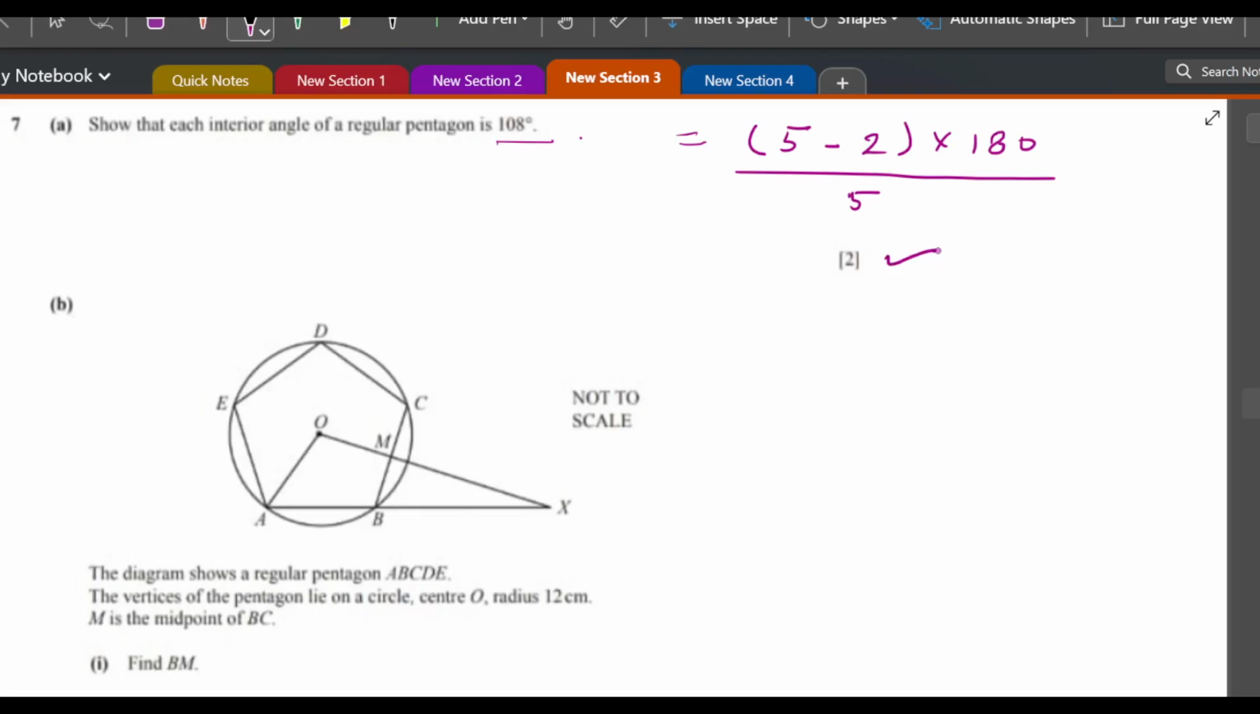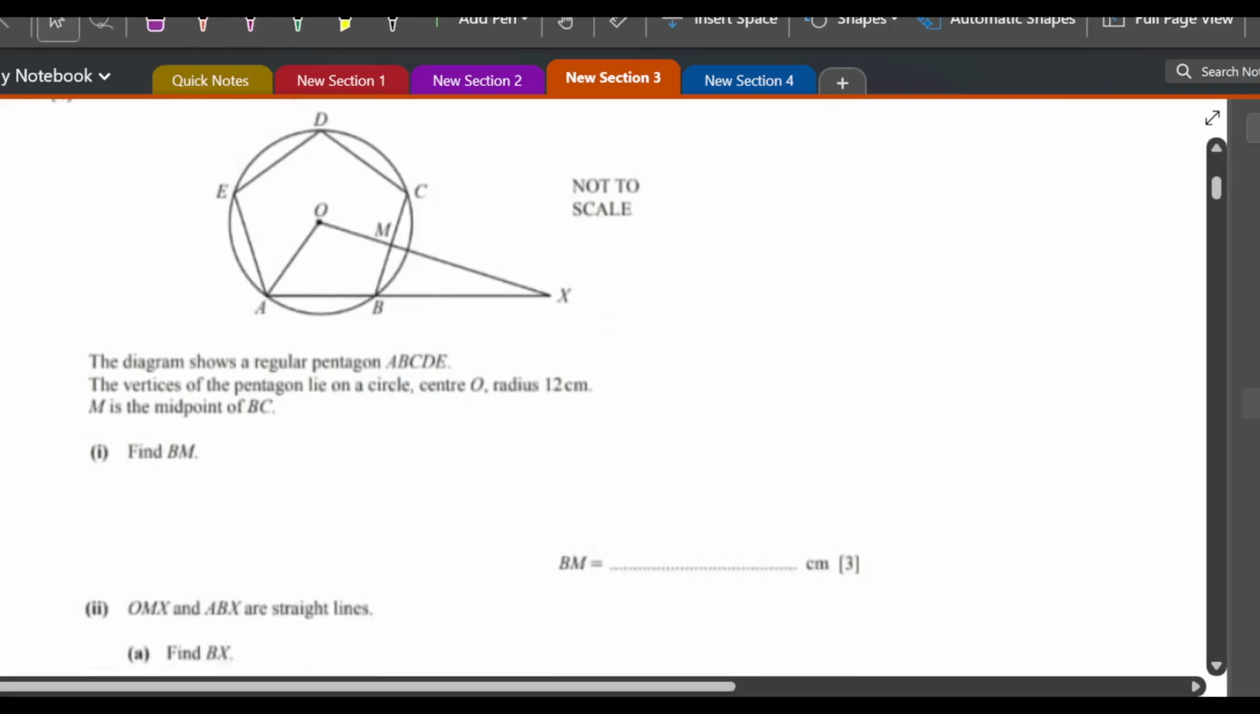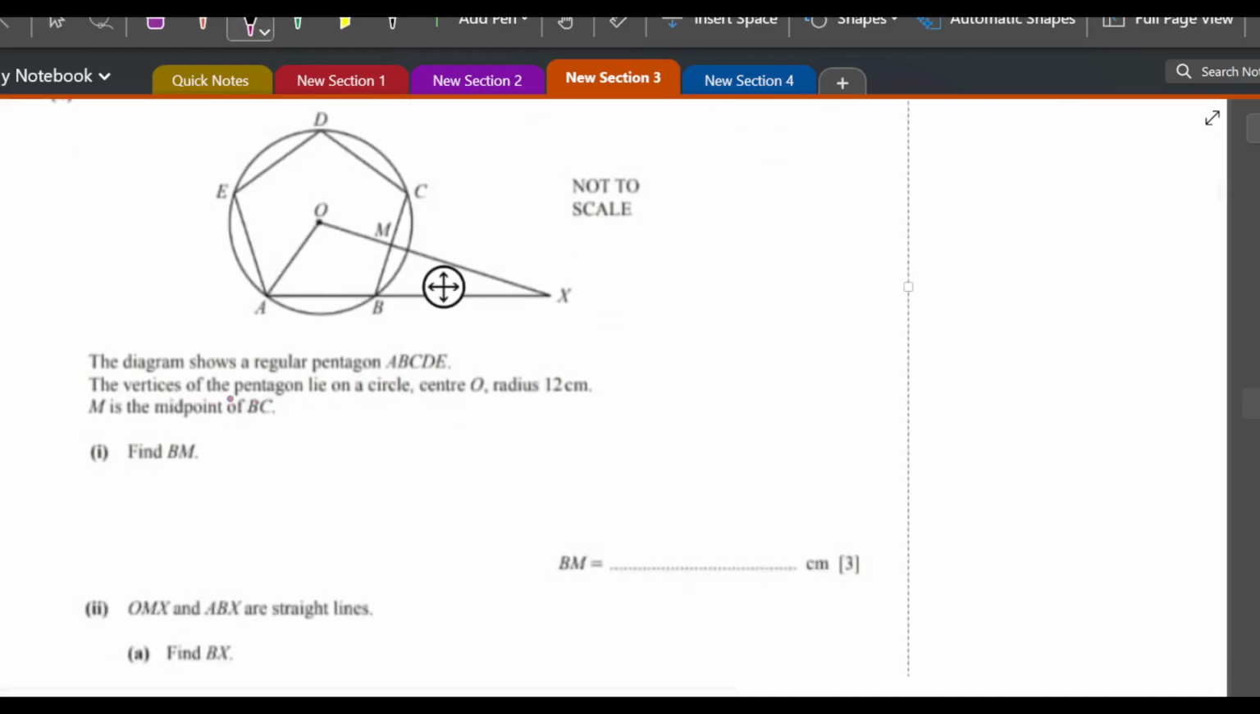Okay. Now come to the second part. Here they have given one pentagon. The diagram shows the regular pentagon ABCDE. The vertices of the pentagon lie on the circle with center O, radius 12. The radius is given as 12. So this radius AO is 12. M is the midpoint of BC. They said to find BM.